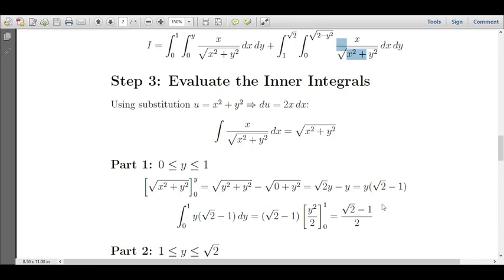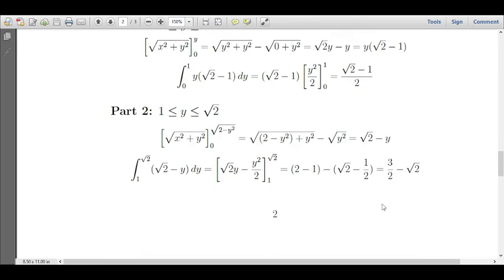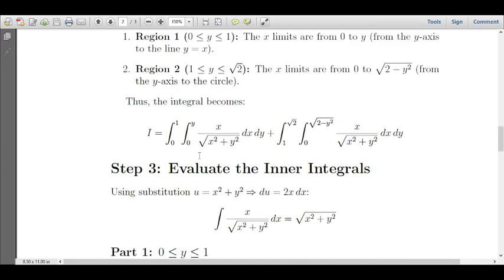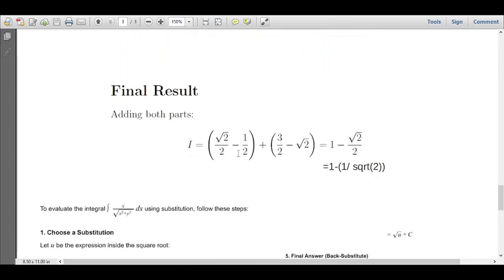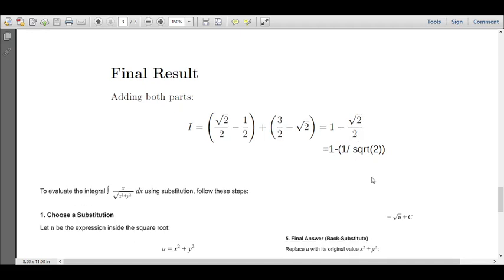Now combine these values to get the total integral I. If you combine them, root of 2 minus 1 by 2 plus 3 by 2 minus root 2, which is 1 minus root 2 by 2. That means if you write the denominator 2 as root 2 into root 2, one root 2 cancels from both numerator and denominator, and the denominator root 2 remains. So 1 minus 1 by square root of 2 is the final answer. Thank you.